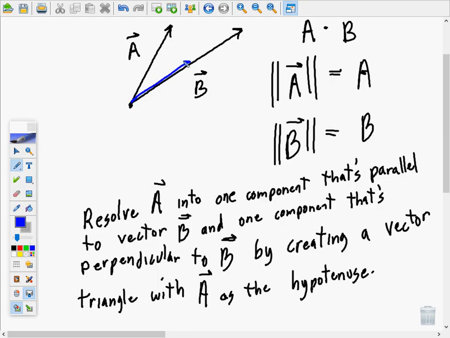Here's a component of A that's parallel with B. I'm going to call that A parallel, two little slanted lines. And then here's a component of A that's perpendicular to B. I'm going to call that A perpendicular.